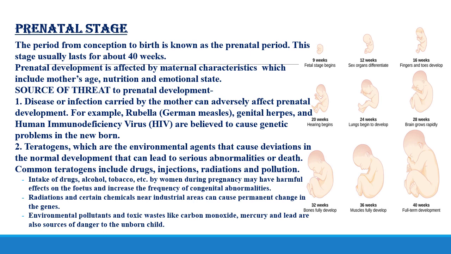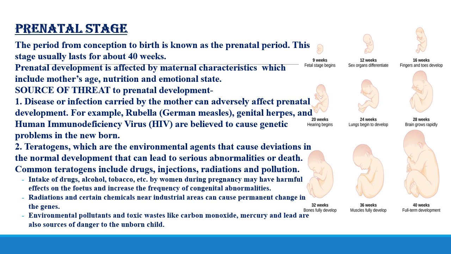Alright, then second is teratogens, which are the environmental agents that cause deviations in the normal development that can lead to serious abnormalities or death. Now, common teratogens include drugs, injections, radiations, and pollutions. And these are the things that might affect the development of a child. The development of the fetus in the womb might be affected because of this reason.